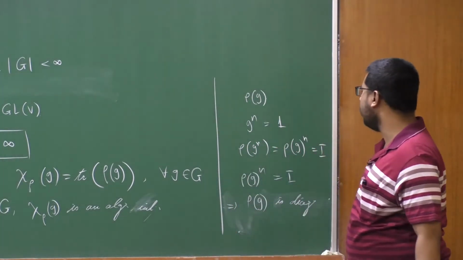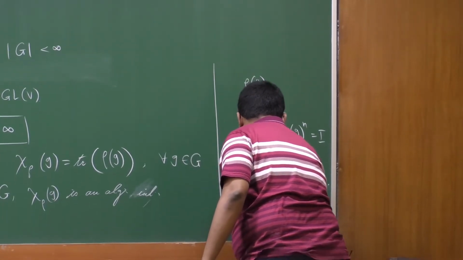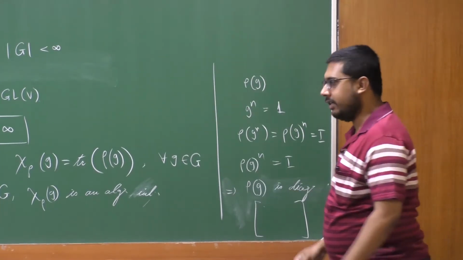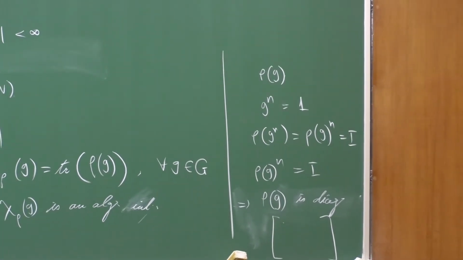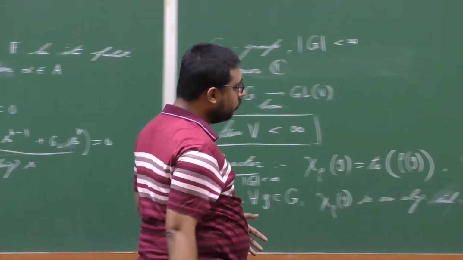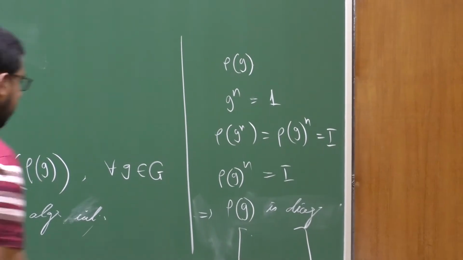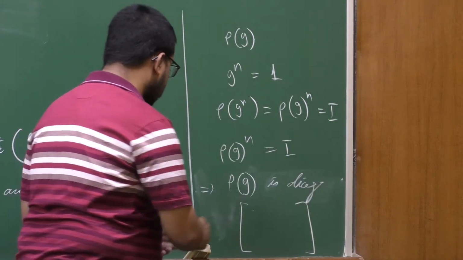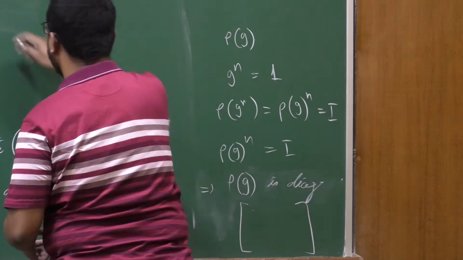Okay. So not only that, what will be in the diagonal? In the matrix of rho g, in the diagonal entries we will have some roots of unity. Therefore the trace of rho g will be the sum of the nth roots of unity, right? So the trace, or this character, is diagonalizable. I think I should write here.